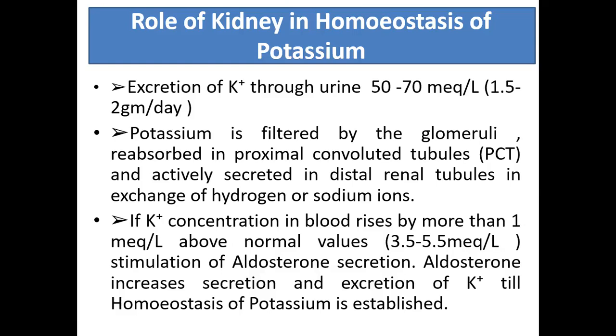Let's say if the concentration of potassium in the blood rises by more than 1 milliequivalent per liter, and the normal plasma value of potassium is 3.5 to 5.5. If it increases more than 1 milliequivalent above this normal range, then aldosterone is secreted. And as we have previously discussed, what does aldosterone do? It will reabsorb sodium and it will excrete out potassium. Okay, so in this way, homeostasis of potassium is also maintained by the kidney.